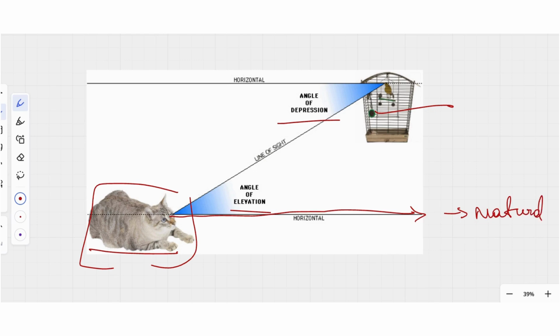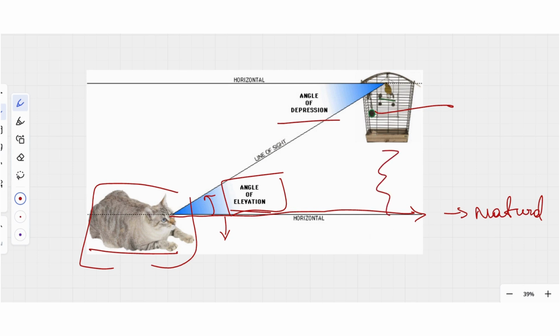And when this cat would like to look upward to look at the bird, whatever the angle that this line of sight creates with respect to the horizontal line, you call it the angle of elevation. So when you're looking upward, whatever angle you create with respect to the horizontal side is the angle of elevation. And the opposite one, when you have a bird at a certain distance from the ground.